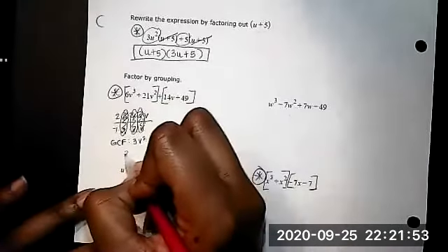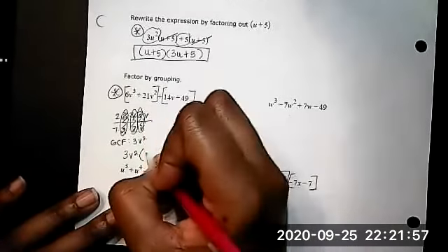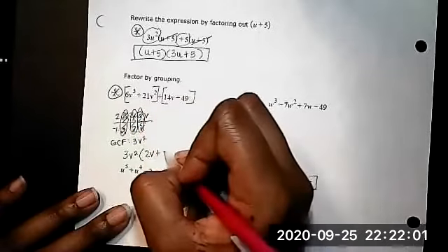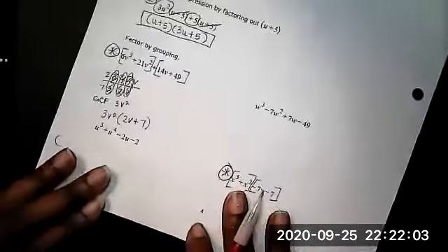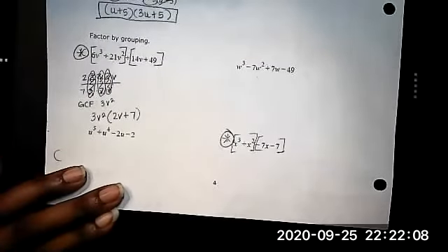So if I took out 3v squared, what would be left over? At the top, it looks like 2v plus 7. Okay. That's what's left over after I took out my greatest common factor.